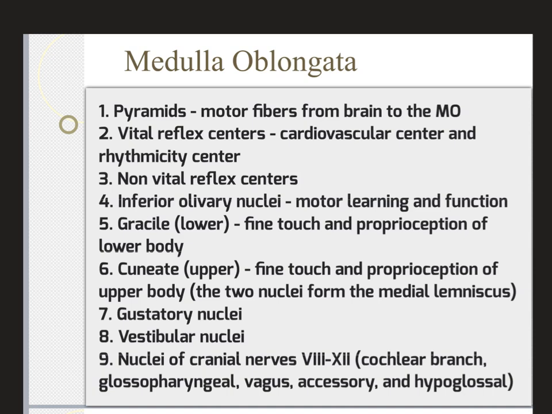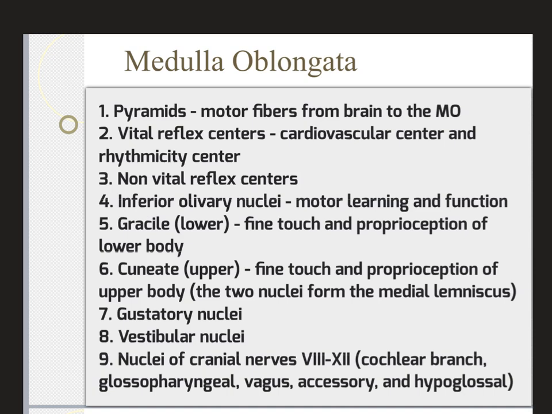Number 4 are our inferior olivary nuclei. They serve an important function for motor learning and function. Next is our gracilis nuclei or gracile. This is the lower nuclei. Their job is to deal with fine touch and proprioception, which is balance of our lower body. So if we have something for our lower body, we have something for our upper body, and that's what the cuneate nuclei are for. Again, same thing, fine touch and proprioception or balance of the upper body. Now the two nuclei are going to help form another tract called the medial lemniscus.